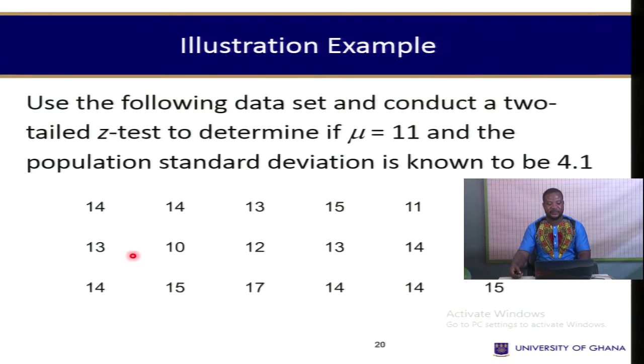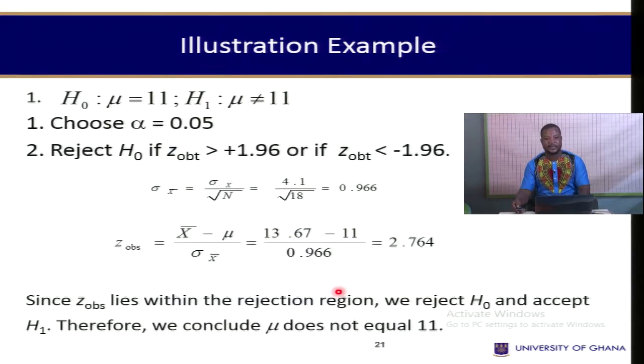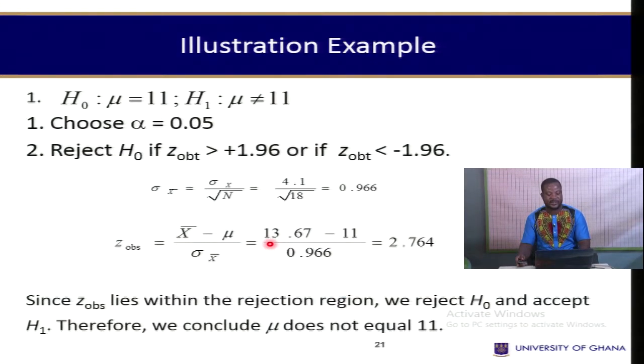If you look at the data given, if you add all the values that are here and divide by the total number of cases here, which is 18, that will give us a mean value of 13.67. So we subtract our 11 from it, and then we divide it by the standard error of the mean, and that gives us positive 2.764 as our z-score. So we now have to look at this 2.764 and compare it to our point of rejection or the point of retention, and then take a decision.